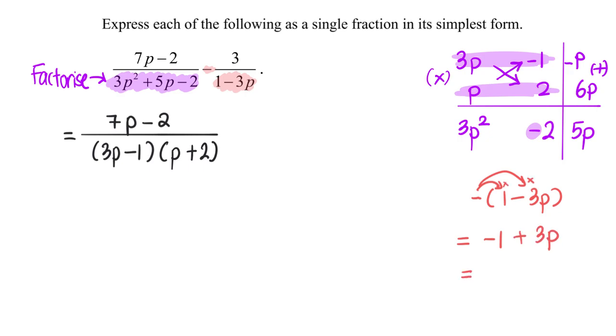And if I were to rearrange, I would have a positive 3p minus 1. So the next step for me is actually to rewrite negative 1 minus 3p. For this particular fraction, I could rewrite its equivalent form as such.